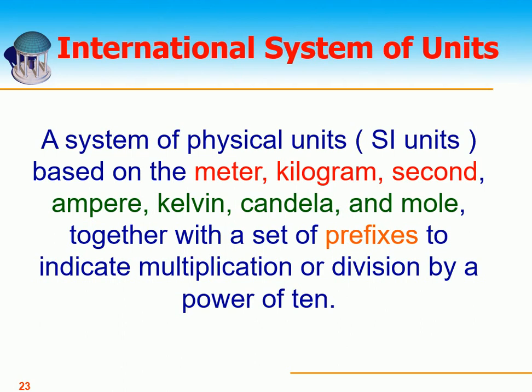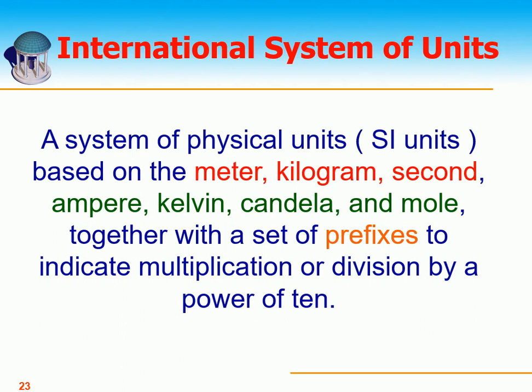The International System of Units is a system of physical units based on the meter, kilogram, and second, and these 7 fundamental units, including ampere, Kelvin, candela, and mole. Meter is the unit of length, kilogram is the unit of mass, second is the unit of time, ampere is the unit of current, Kelvin is the unit of temperature, candela is the unit of light intensity, and mole is the unit of amount of substance. Together we use a set of prefixes to indicate multiplication and division by a power of 10.